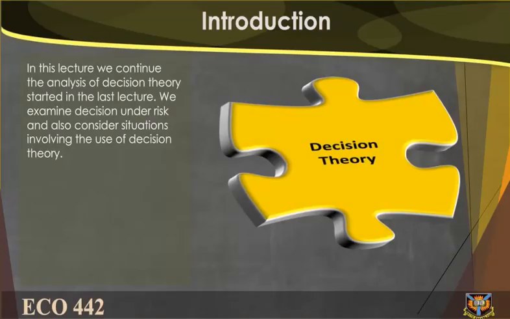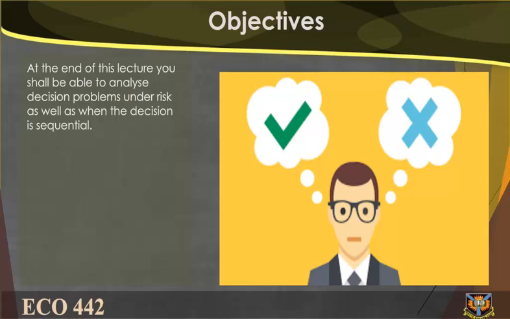Introduction. In this lecture, we continue the analysis of decision theory started in the last lecture. We examine decision under risk and also consider situations involving the use of decision theory. Objectives. At the end of this lecture, you shall be able to analyze decision problems under risk, as well as when the decision is sequential.